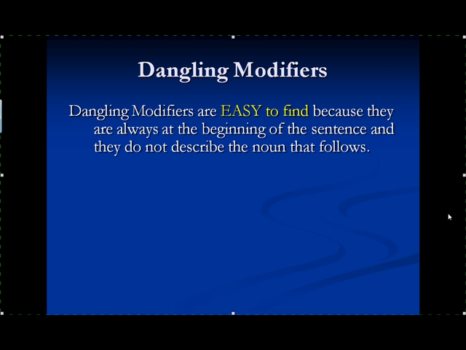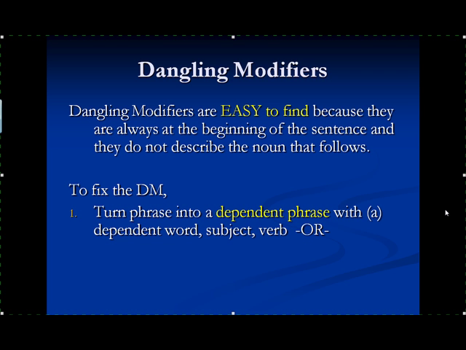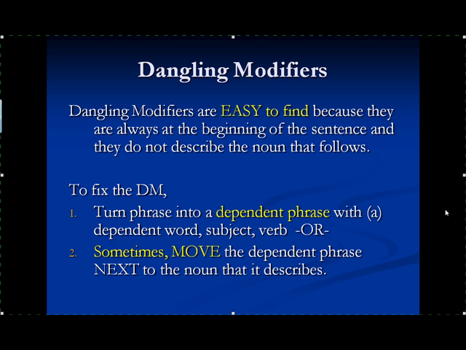Dangling modifiers are easy to find because they're always at the beginning of the sentence and they do not describe the noun that follows them. They're actually easier to find than misplaced modifiers. Fixing the dangling modifier takes a little more work though. With misplaced modifiers, you simply moved the phrase. With dangling modifiers, you're probably going to change the dangling modifier into a dependent word phrase. So you turn the phrase into that dependent word phrase, and you have to have the three elements: a dependent word, and a subject, and a verb. Or sometimes you're going to move that phrase next to the noun that it describes, away from the beginning of the sentence. Nevertheless, you should still use a who or a which or a that, those dependent words.